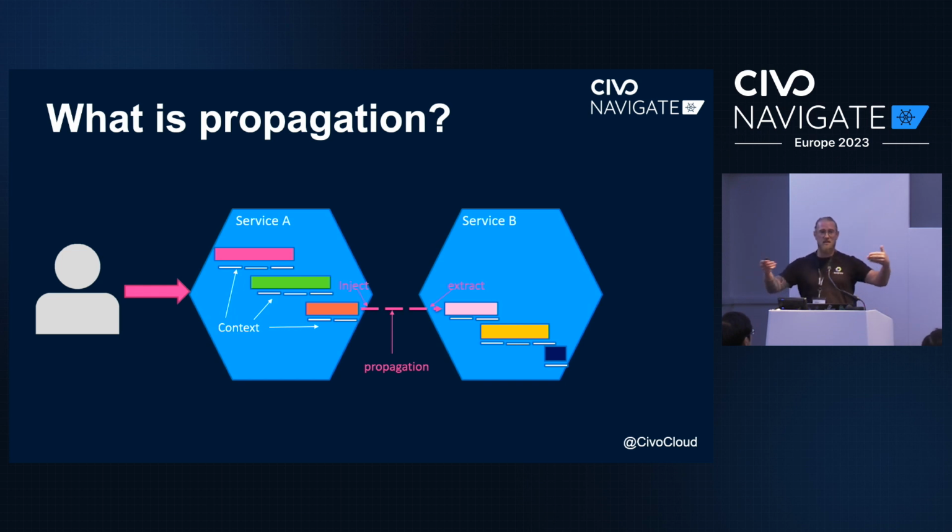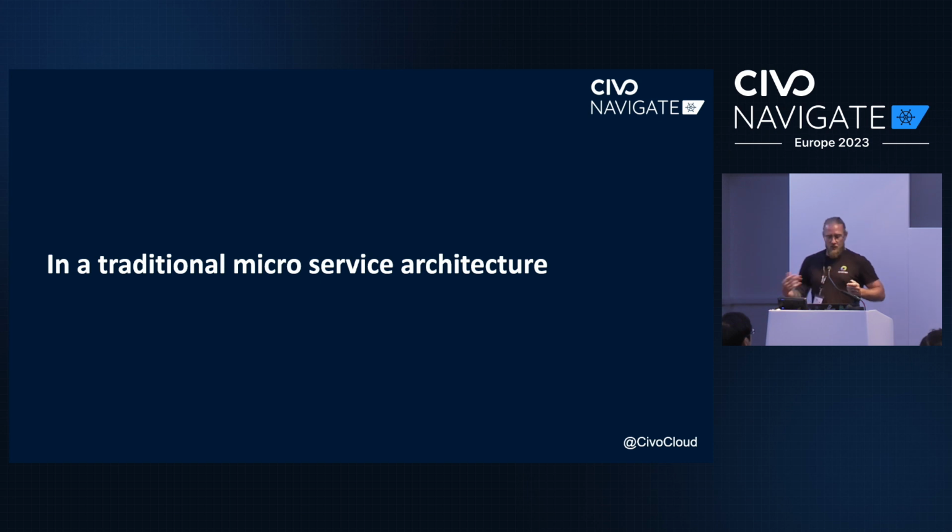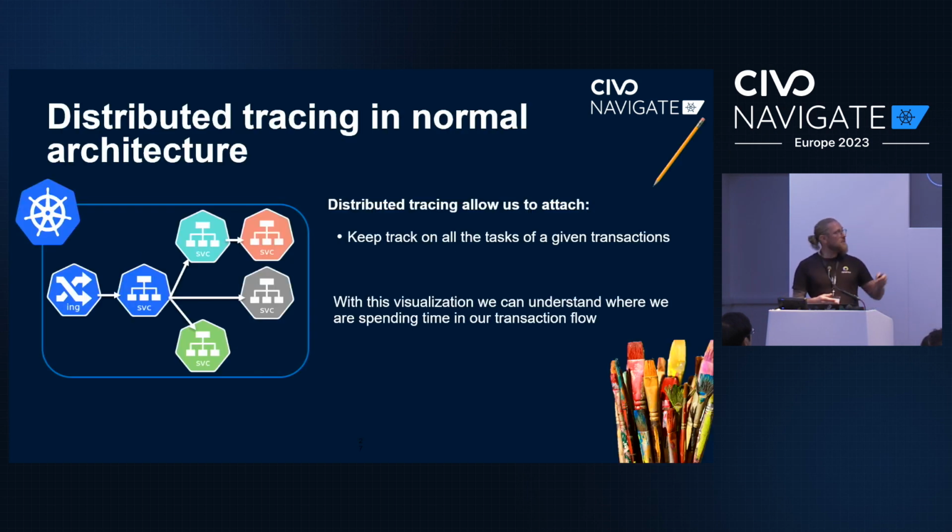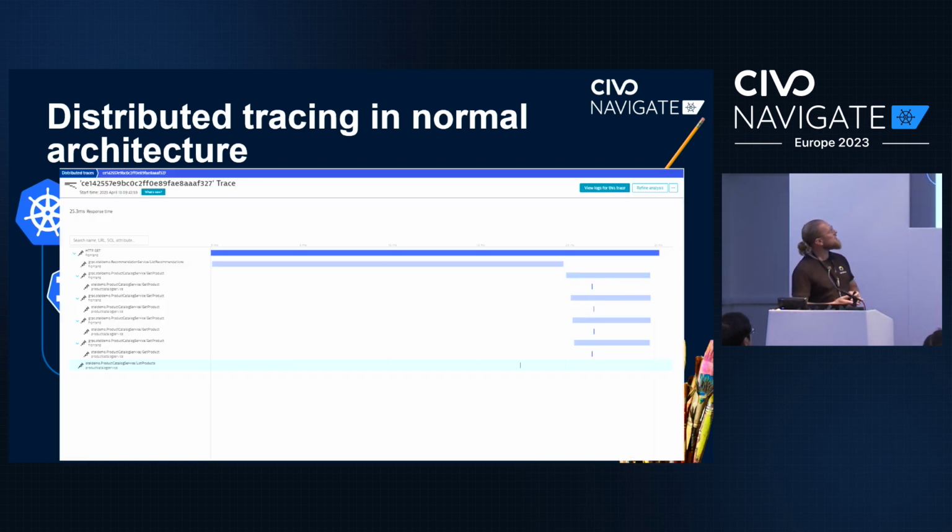And then the context is not attached, so then you don't have an end-to-end trace. So in a traditional microservice architecture, the tracing is awesome because, if you take this as an example, we have an ingress service calling other services, and with the trace, I'm able to keep track of what's going on in my components, and visually I can see where I'm spending time.